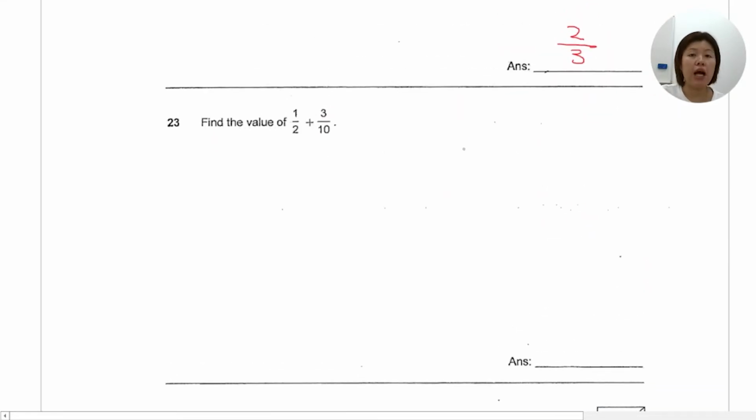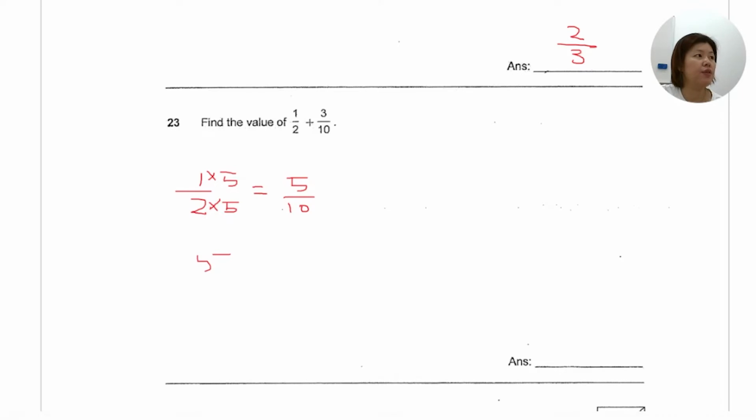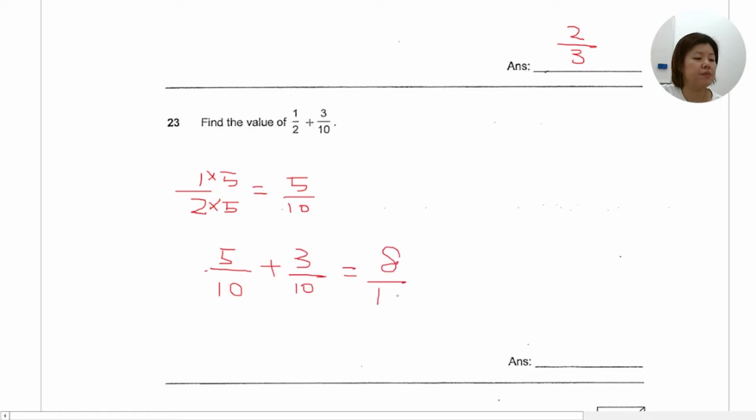Next, find the value of half plus 3/10. So before I add, I need to change to the same denominator, which is 10. So now I can take 5 over 10 plus 3 over 10. But please remember, fractions are always in simplest form, so I divide by 2. Equals to 4/5.